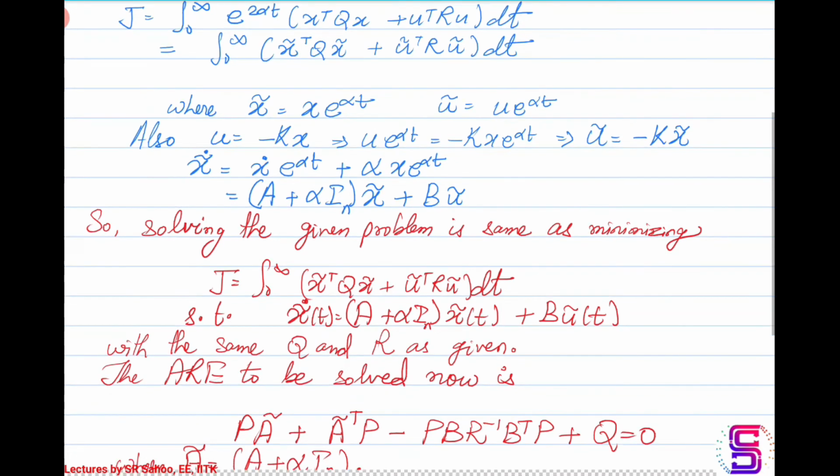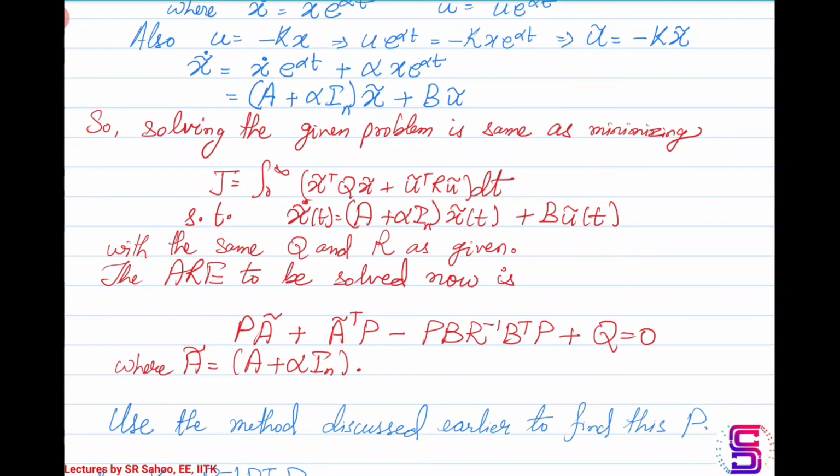Now the algebraic Riccati equation that you need to solve is going to be of the form P A tilde plus A tilde transpose P minus P B R inverse B transpose P plus Q equal to 0, where A tilde is nothing but A plus alpha I. So instead of solving the algebraic Riccati equation that is normally associated with the original system, you will solve the algebraic Riccati equation that is associated with this transformed version of the problem. Okay, so the A tilde is involved. So once you do this, you will get a P matrix and the corresponding K matrix.